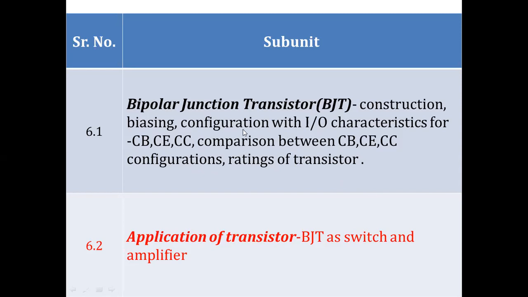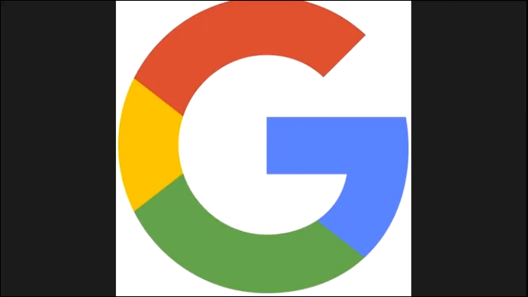So we will continue this part in the next class. We will continue at 3:45 to 4:45 and complete here, and Monday we are going to finish this unit. Today I am going to finish the construction, biasing, configuration and input output characteristics of common base. At least up to here we will complete. Next, common emitter we will discuss in the next part. Okay, don't miss the next class.